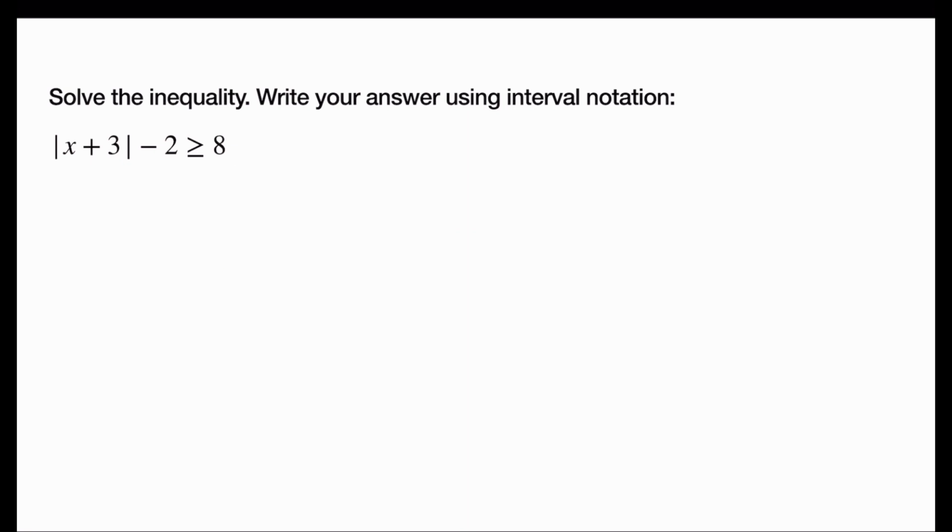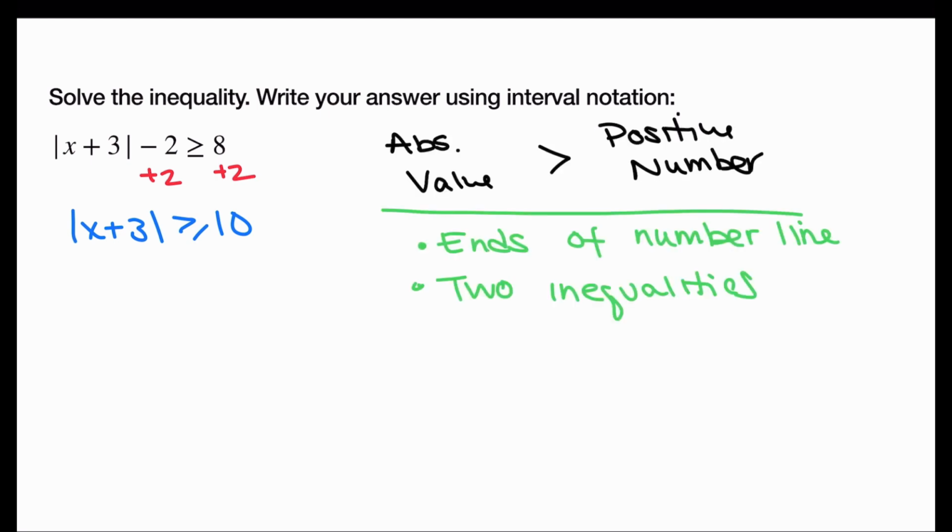All right, my next example, absolute value of x plus 3 minus 2 is bigger than or equal to 8. So the first step is to isolate that absolute value. Add 2 to both sides. Now I've got absolute value of x plus 3 is bigger than or equal to 10. This time, we have absolute value is bigger than a positive number. We're saying the distance is larger than something, so we're talking about the ends of the number line. We're going to have to write this as two separate inequalities, one for each end.